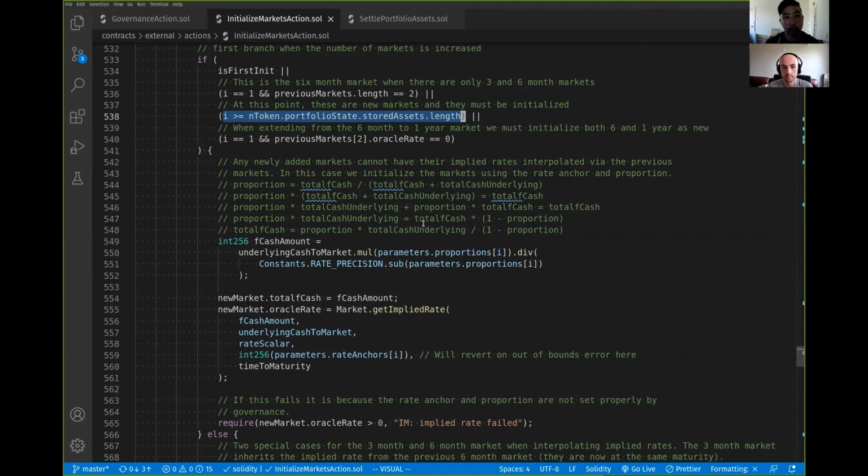Now, there's another edge case that has to do with how we calculate this Oracle rate. So when we move from the 6 month to the 1 year market, we sort of have to initialize them both as new. And this just has to do with a little bit of idiosyncratic logic around how we calculate this rate. I think the reason here is that we don't have two interest rates to refer to in order to draw that interpolation, right?